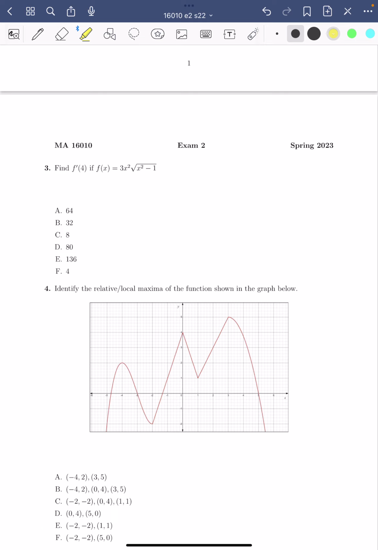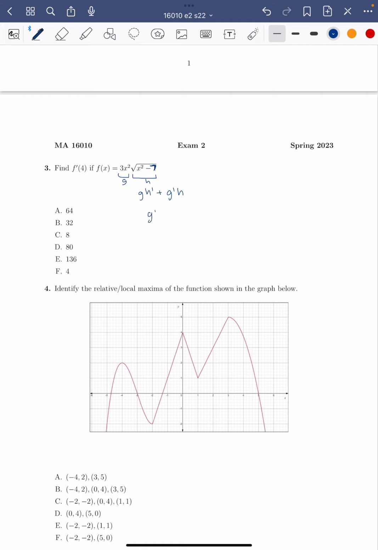Number 3. Find f prime of 4 if f of x equals 3x squared times the square root of x squared minus 1, or minus 7. There was a transcription error earlier when I rewrote this exam. For this, we see that there's one function times another function, so we want to use the product rule. Again, as a reminder, the product rule is g times h prime plus g prime times h. If we label the first part g and the second part h, let's find g prime and h prime, because we already know what g and h are.